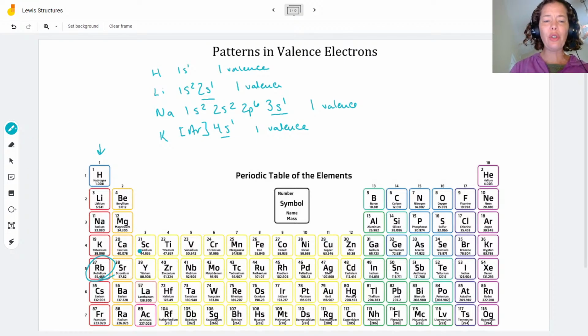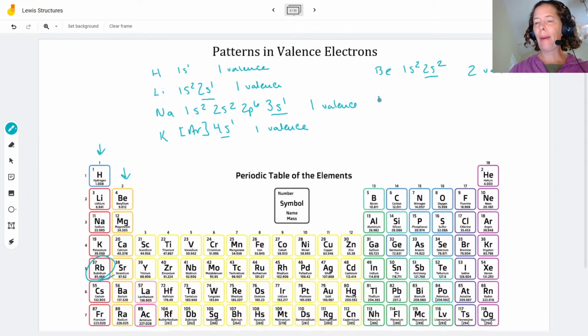Okay, so we've done our first group. I'm not going to go through all the groups because it's going to take forever, but let's do our second group and then maybe we'll do our halogens. Okay, so second group, let's start with beryllium. That is going to be 1s2, 2s2. Here are our valence. It's got two valence electrons.